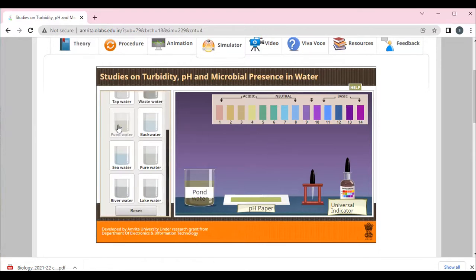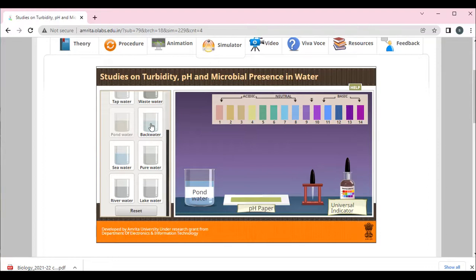Next is pond water. Again immersing this universal indicator, and it has been changed to 8, a bit basic, right? 7 is neutral. This is 8, right?